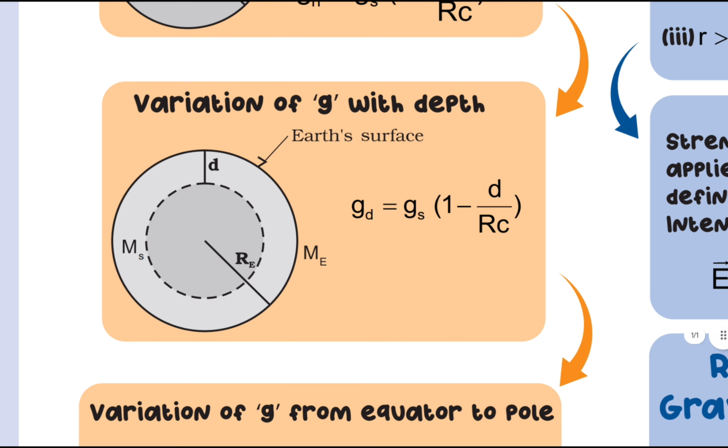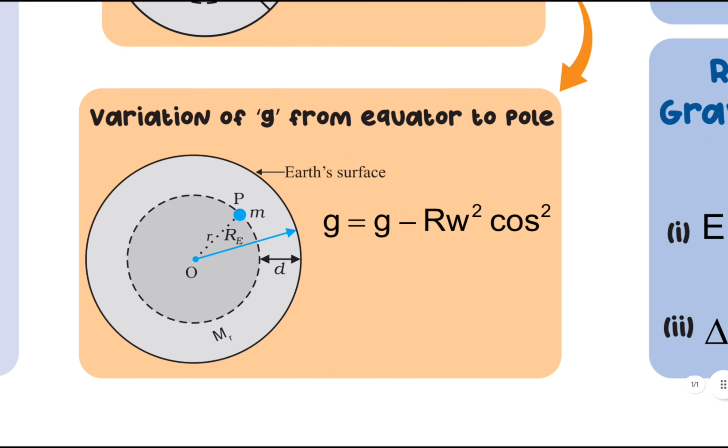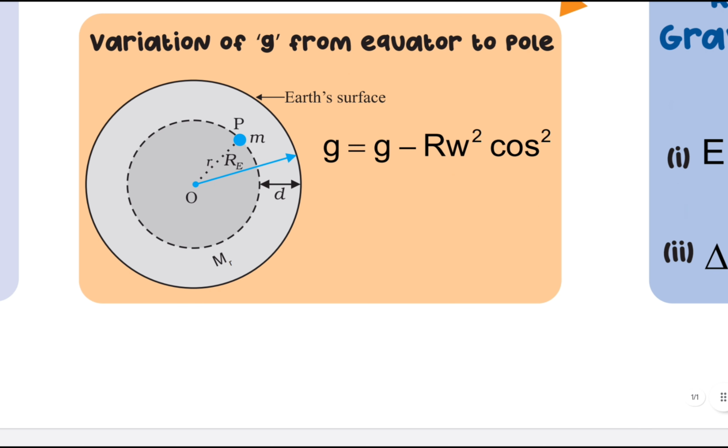Variation of g with depth. Below the Earth's surface, g at depth d is equal to g surface into 1 minus d by Re. Variation of acceleration due to gravity from equator to pole: g prime equals g minus R omega square cos square theta.